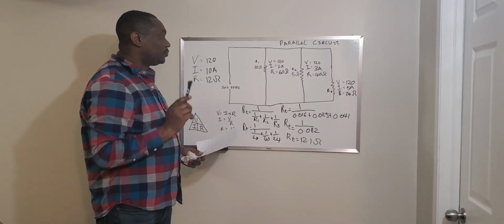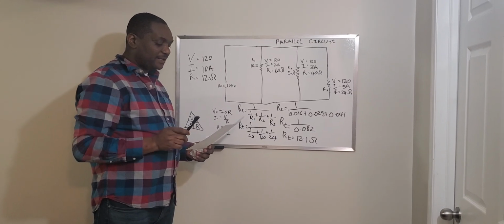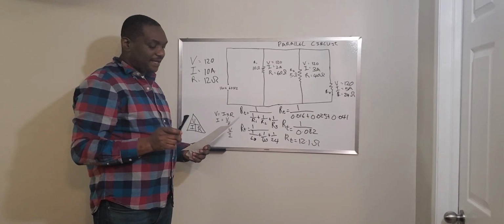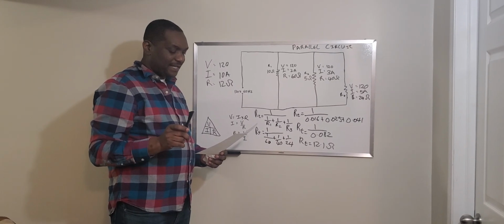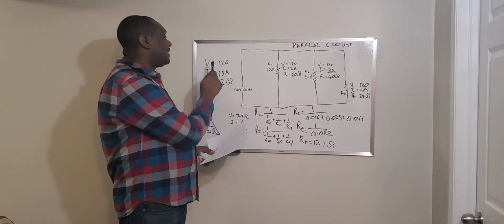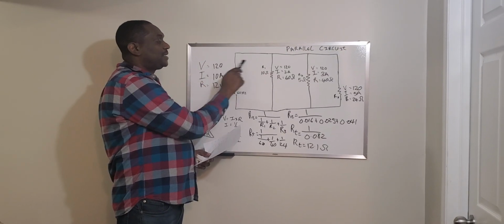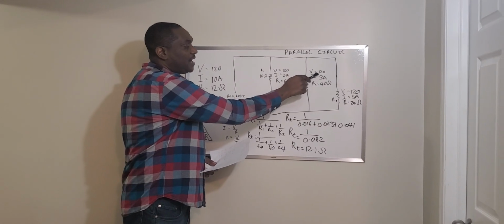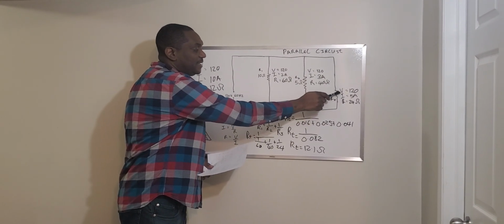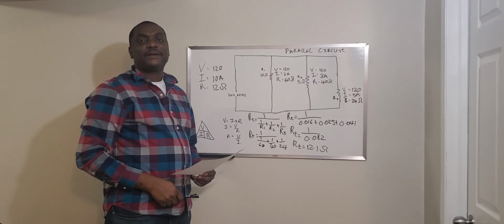So two things to remember. The net resistance of a parallel circuit is always less than any of the individual resistance values of each branch, and the voltage here is constant. The same voltage that is in R1 will be the same voltage in R2, and it will be the same voltage in R3. And that is how you work out a parallel circuit.